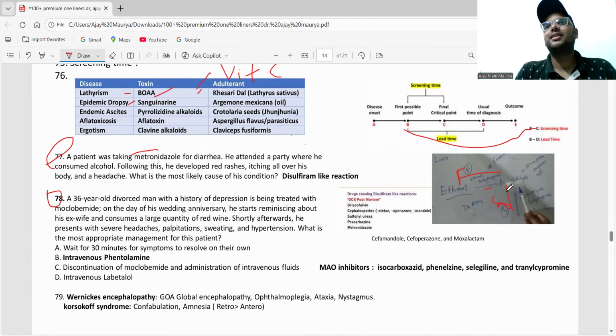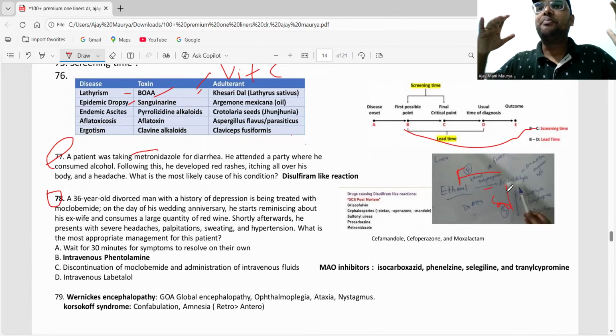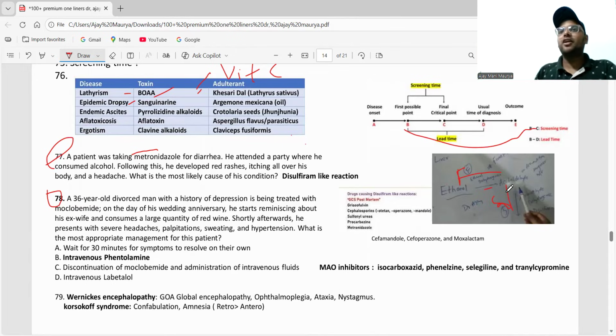Got it? Because slowly, what happens? This acetaldehyde is going to convert into acetate. That's why whenever a guy takes alcohol, within a few minutes he'll get the kick.